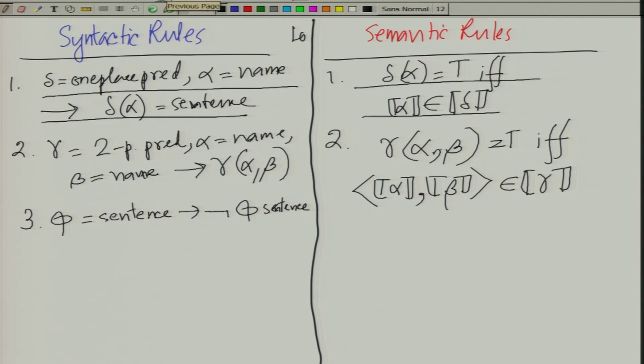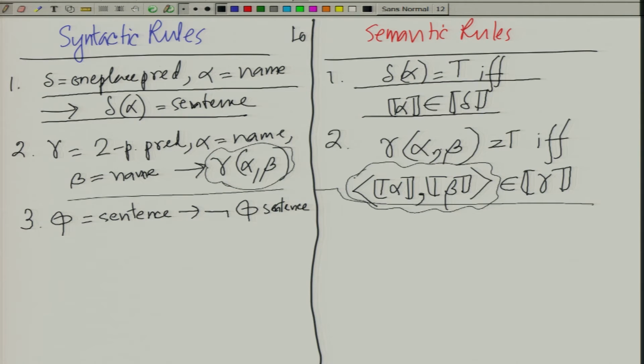So, once again we can see that there is a correspondence between this and this. Here there is a rule for constructing gamma alpha beta, and here is a rule that interprets that, rather, the rule that assigns a truth value to this construction. So, it states the truth conditions for this construction, and 3 corresponds to this rule, semantic rule 3, which says that if phi is a sentence.